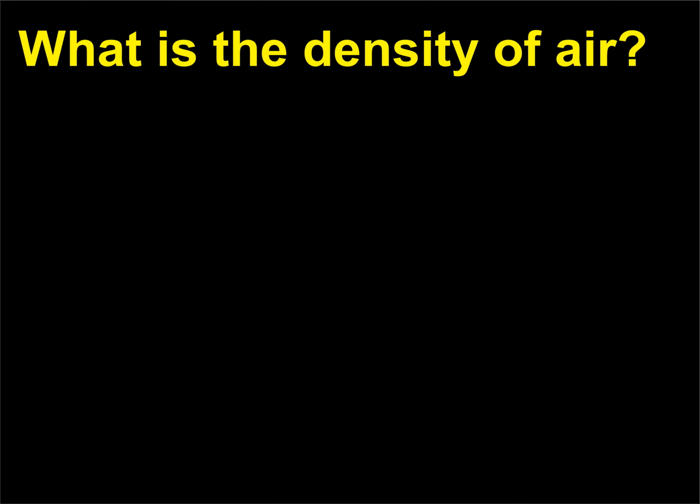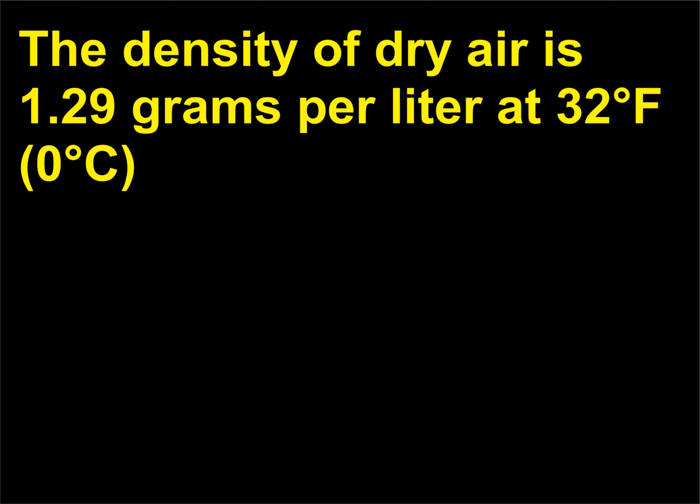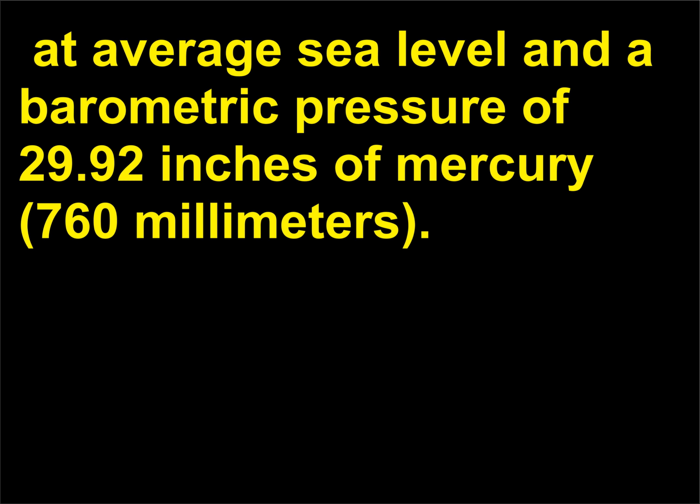What is the density of air? The density of dry air is 1.29 grams per liter at 32 degrees Fahrenheit, 0 degrees Celsius, at average sea level and a barometric pressure of 29.92 inches of mercury, 760 millimeters.